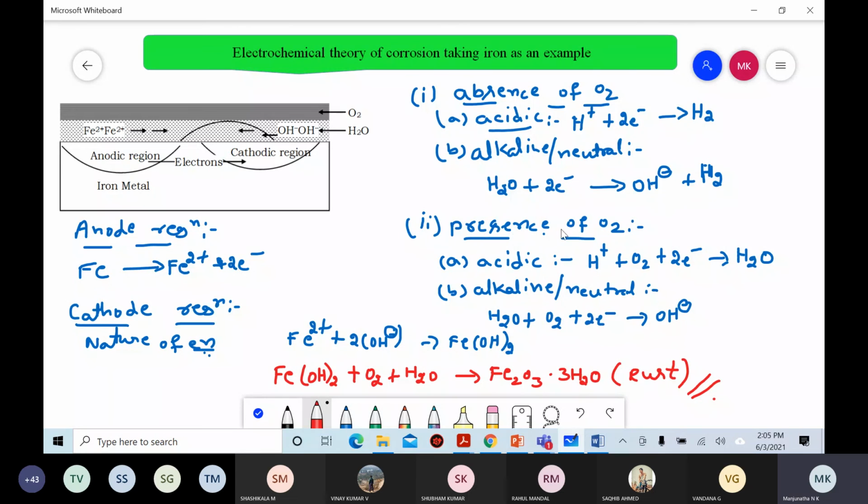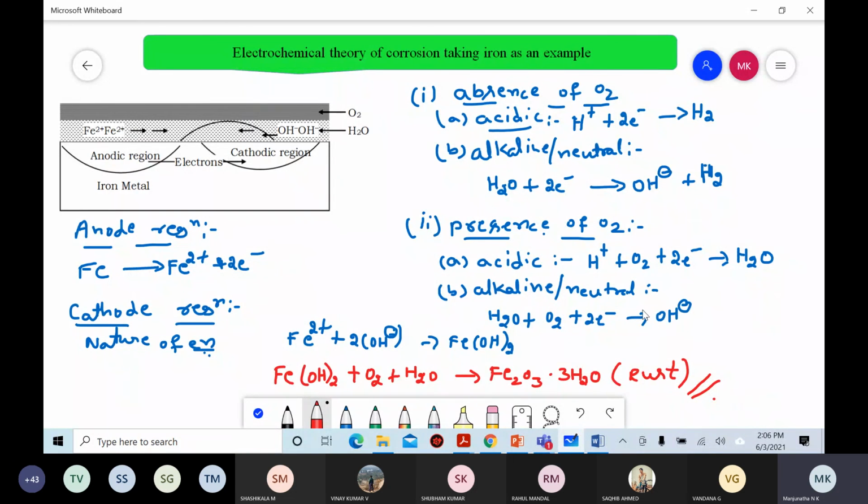Coming to the second case, the presence of oxygen. Here there are two cases. Presence of oxygen means both oxygen and moisture are present. In this also there are two cases: one is that the medium is acidic, and the other is that it is alkaline or neutral. If the medium is acidic, whatever H plus ions are available absorb the oxygen and, gaining the liberated electron, are reduced to moisture. If the medium is alkaline or neutral, it absorbs the oxygen by gaining the electron and is reduced to OH minus ions.